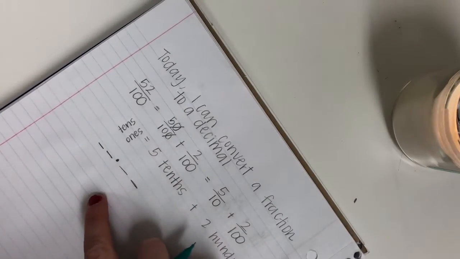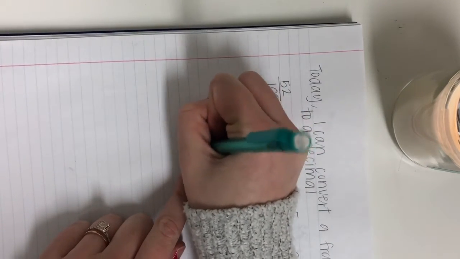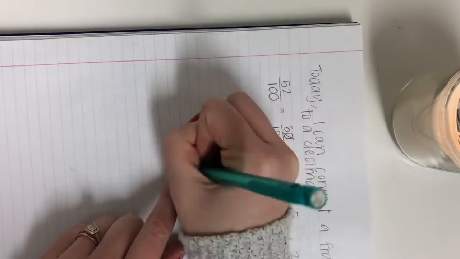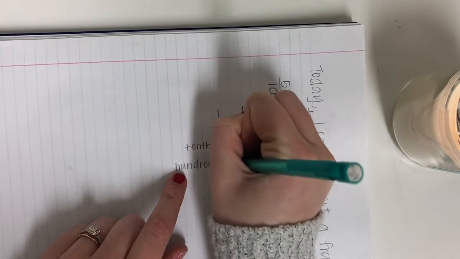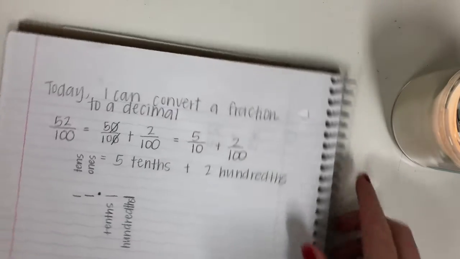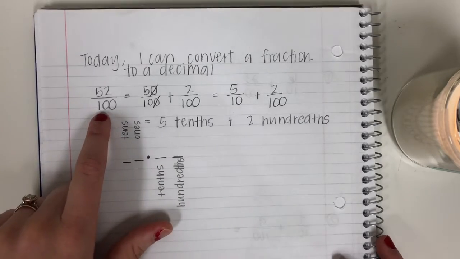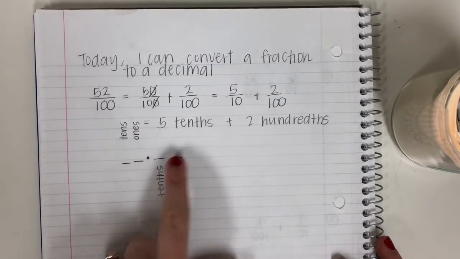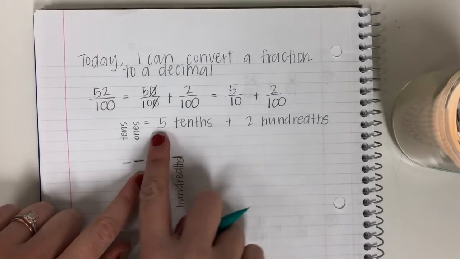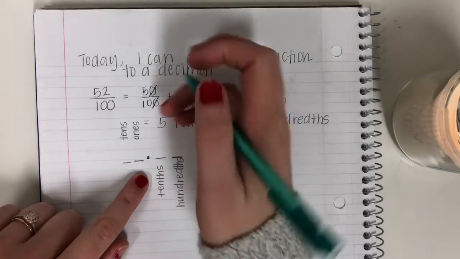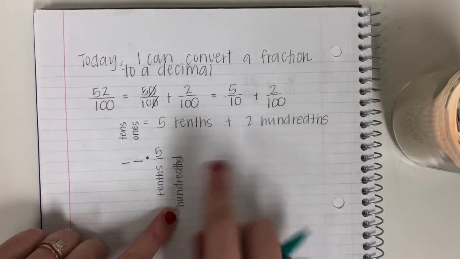So I'm gonna write it down here because I have more space. So here we have tenths and hundredths. And you can see that once we break apart our fraction and we break it down and decompose it a little bit, we can just put these numbers in right away. So 5/10, how many tenths do I have? I have 5 tenths. And how many hundredths do I have? I have 2 hundredths.